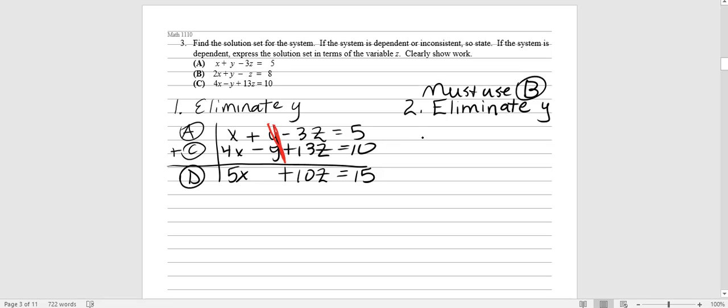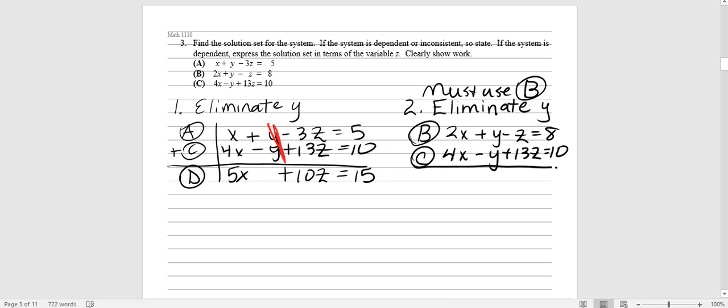And I see that if I add B and C, I don't have to use any multipliers at all. So if I can avoid multiplying, I certainly want to. And I just want to make sure I copy the equations correctly. Add those two equations together, and that's going to give me equation E. And I get 6x. My y terms cancel out since they're opposites. Plus 12z. Negative z plus 13z is positive 12z equals 18.